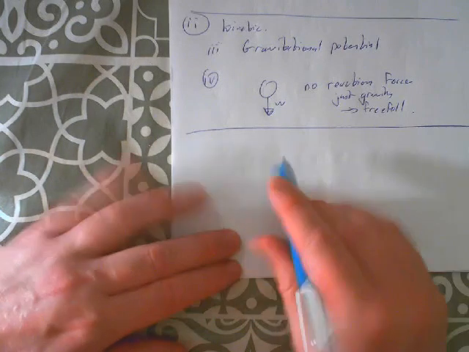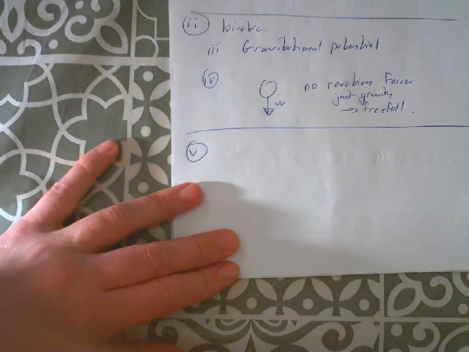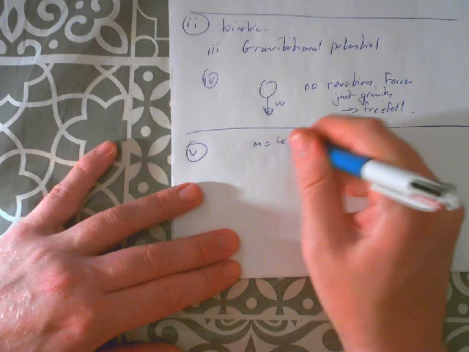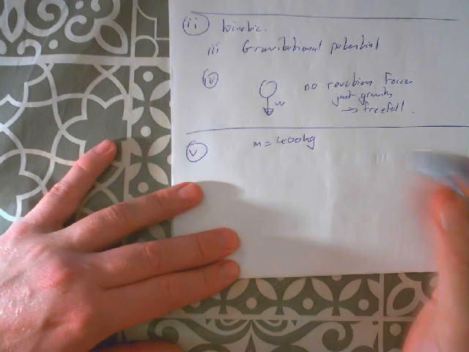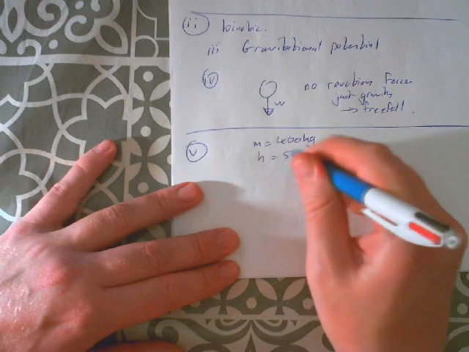I think they want us to do a little bit of calculation for part V. The mass of the pod is 400 kgs. Let's just write that in. It's probably going to be useful in a minute. It reaches a maximum height of 50 meters above its point of release.